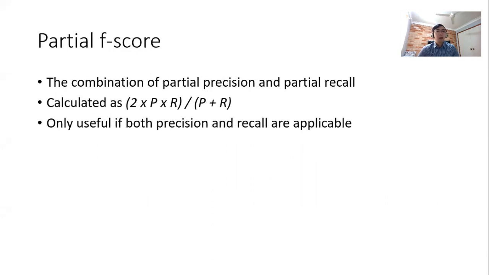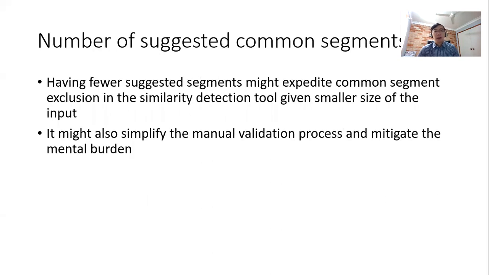Partial F-score is the combination of partial precision and recall, calculated as displayed on the screen, but it is only useful if both precision and recall are applicable. Next, the number of suggested common segments. Having fewer suggested segments might expedite common segment exclusion in the similarity reason tool, given small size of the input. It might also simplify the manual validation process and mitigate the mental burden.